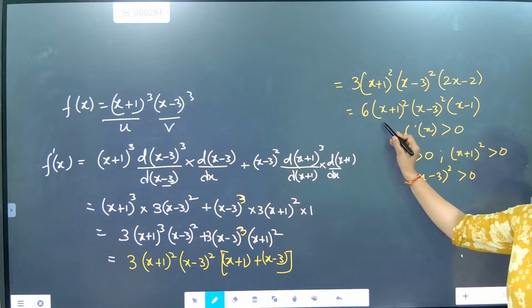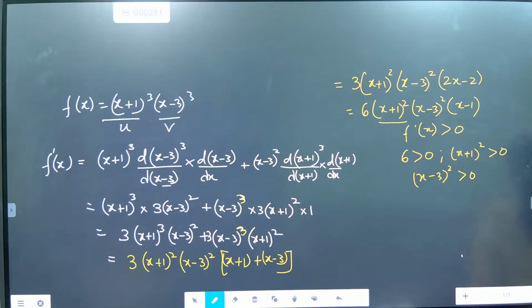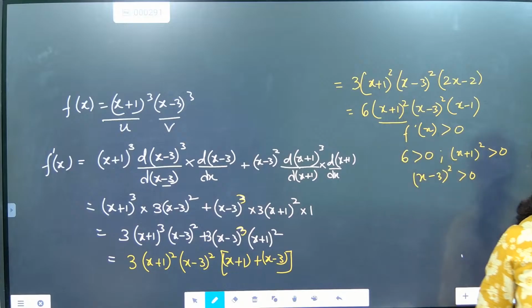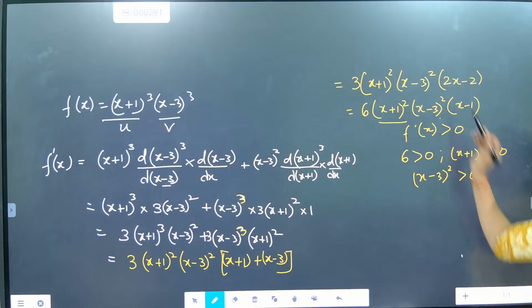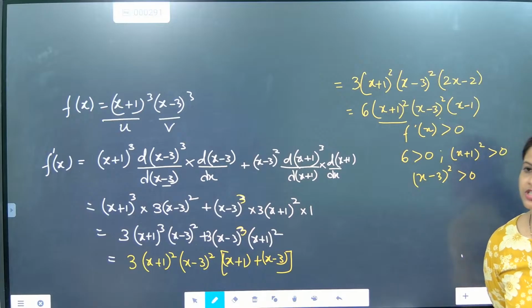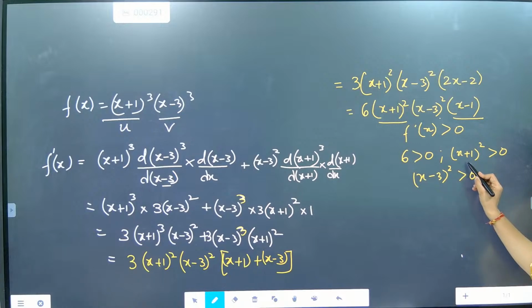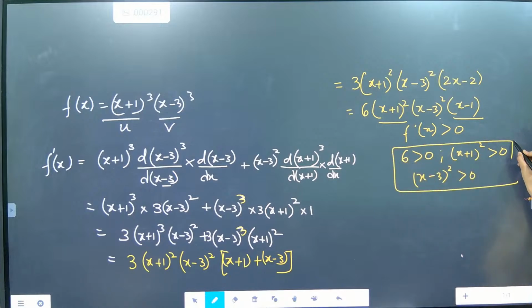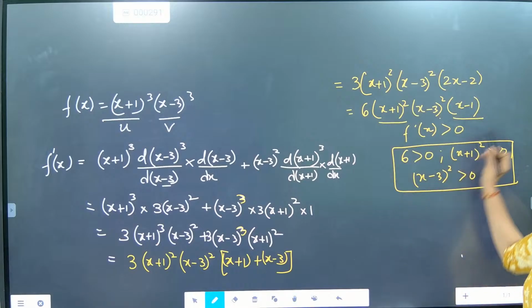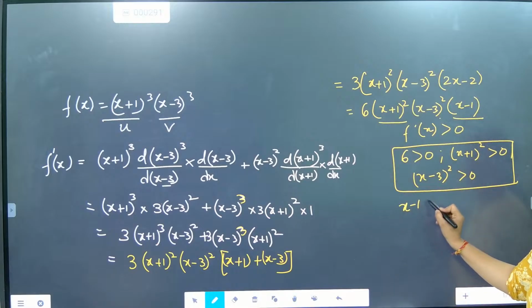See, this section is always greater than 0 because if you put negative value of x also, it will come positive. This part also, square is this, which is always positive. Now, beta, what is left to you is x minus 1. So all three are always greater than 0. This total part is exactly coming as always greater than 0. Now, the only left section is x minus 1. x minus 1 is greater than 0.